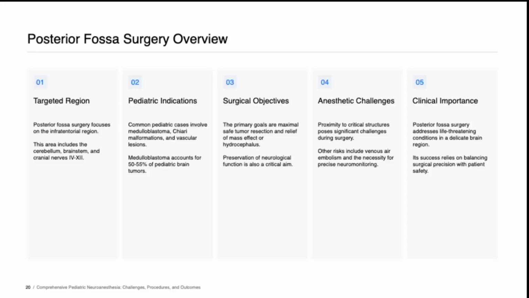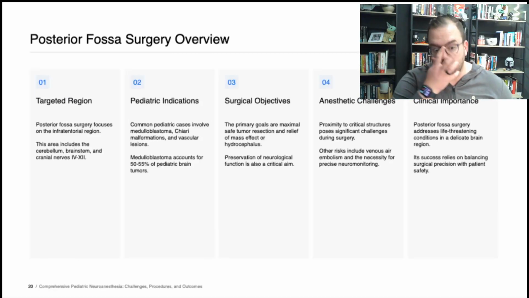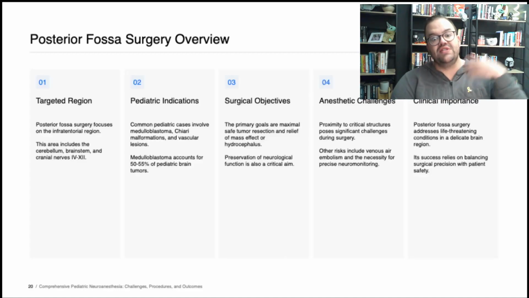Common cases, as we say, involve medulloblastoma, but it can be Chiari malformations, and it can be AV malformations as well. Depending on the cause, I'm going to just focus mainly on medulloblastoma resection because that is the most common, and the goal here is almost 100% surgical resection as you can get safely, and that's why we may do staged procedures, we may do multiple procedures.